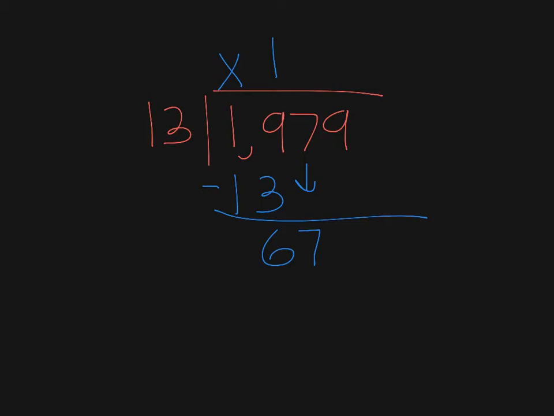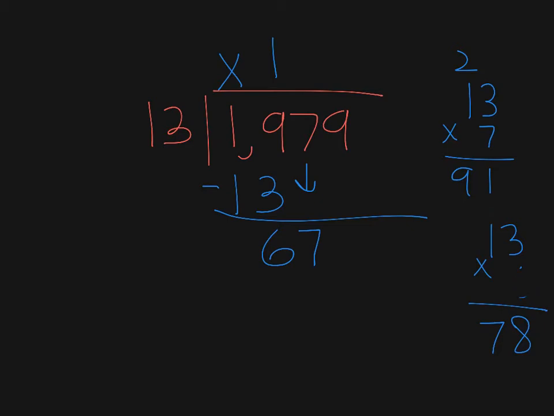Let's go and try a few numbers. Let's try 13 times 7. 7 times 3 is 21. I carry my 2. 7 times 1 is 7. Add 2 is 9. So obviously 13 times 7 is too large. So let's go and try 6. 6 times 3 is 18. Carry the 1. 6 times 1 is 6. Add 1 is 7. That's still too large. So let's go and try 5.